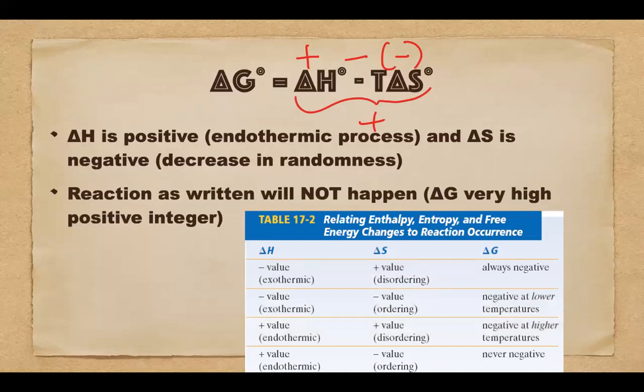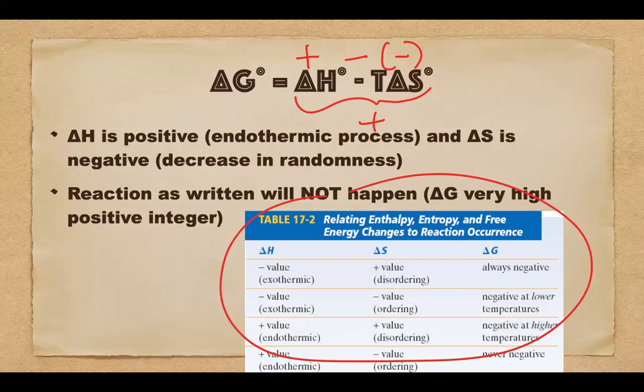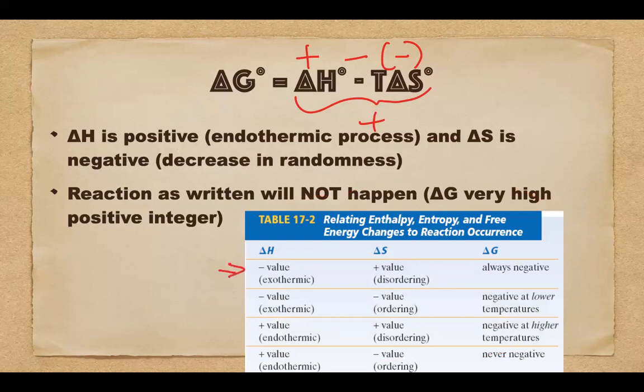I do believe this is in your textbook if you had a chance to bring those home. If you have negative delta H and positive delta S, delta G is always negative, so this is always spontaneous. If you have positive delta H and negative delta S, delta G is never negative, so it's never going to happen.